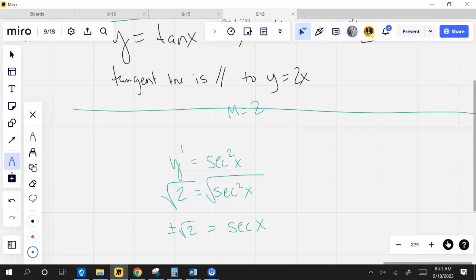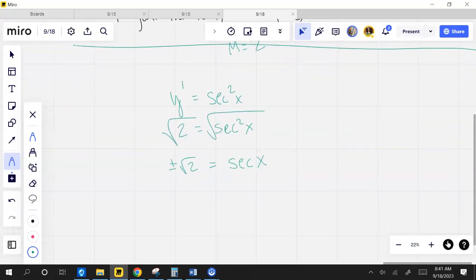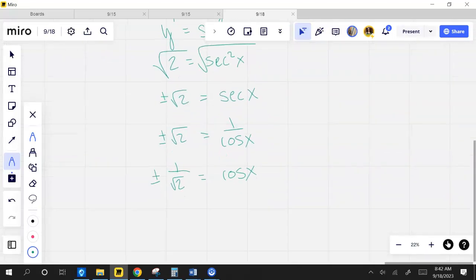Secant x is the same thing as 1 over cosine, right? If I flip both sides, can I do that? Can I just reciprocate both sides? Can I say 1 over square root of 2 equals cosine x? And that's what you're used to seeing on your unit circle, right? If I get the radical out of the bottom, I got square root of 2 over 2, positive or negative, equals cosine x. So when you take a square root, it's positive or negative.